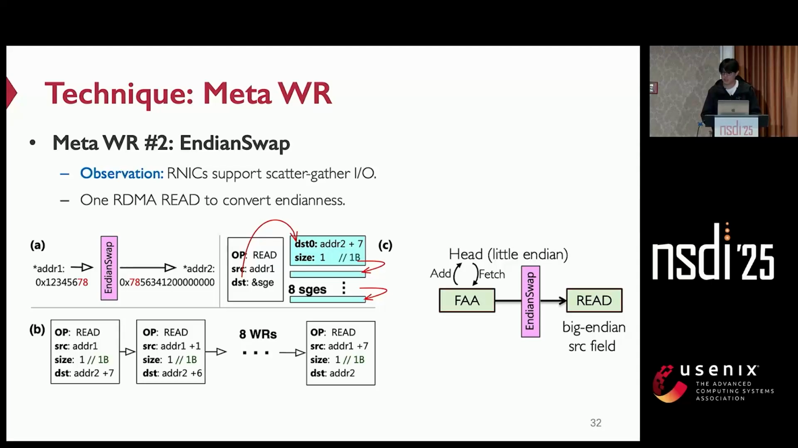Instead of using 8 RDMA read operations to convert the endianness of an 8-byte value, we utilize an RDMA feature called scatter-gather IO and use one RDMA read operation with 8 scatter-gather entries to perform the endianness conversion, which can significantly reduce the execution latency. With this endian swap work request, we can efficiently convert the endianness of the fetched queue pointers and use them as the source field of subsequent read operations.